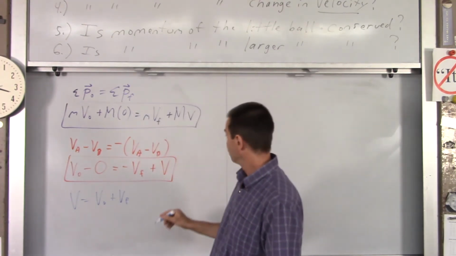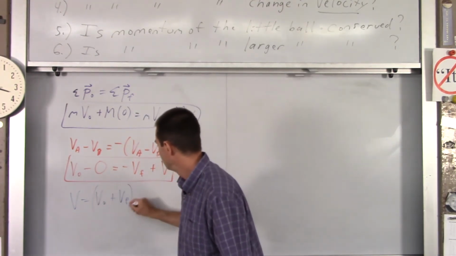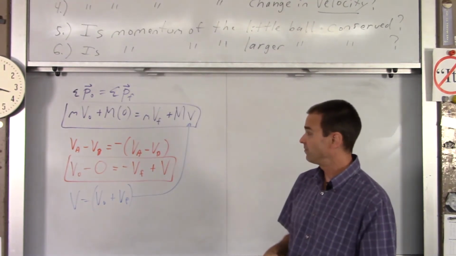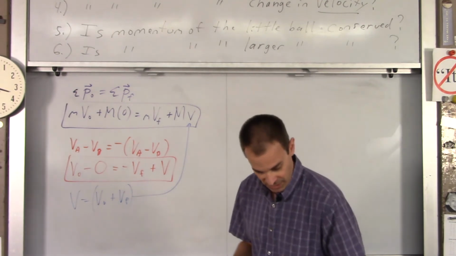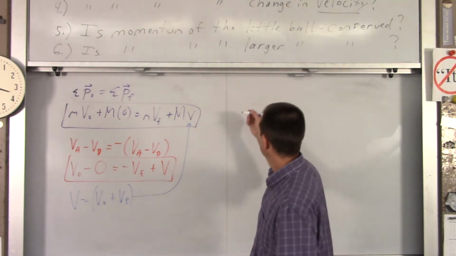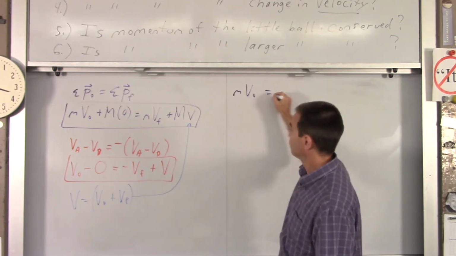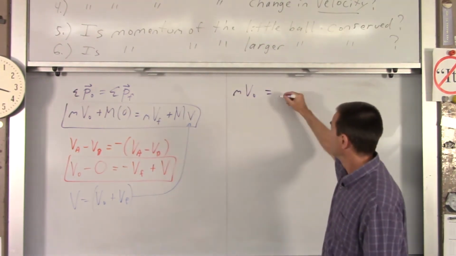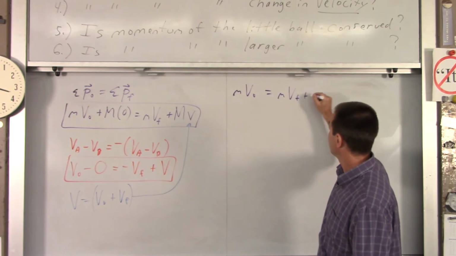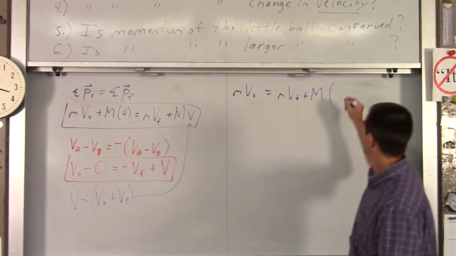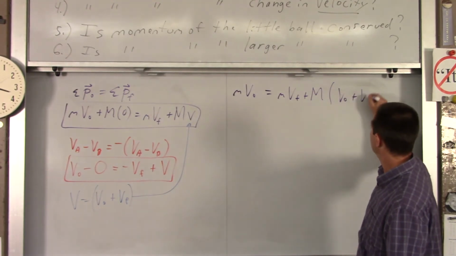And then we're going to sub that in right there, and we're going to do a little bit of algebra, and we're going to get v final by itself, okay? So having said that, we end up with m v naught equals, this is 0, I'll skip it, m v final plus big M times, instead of v, we put that in, which is v naught plus v final, okay?